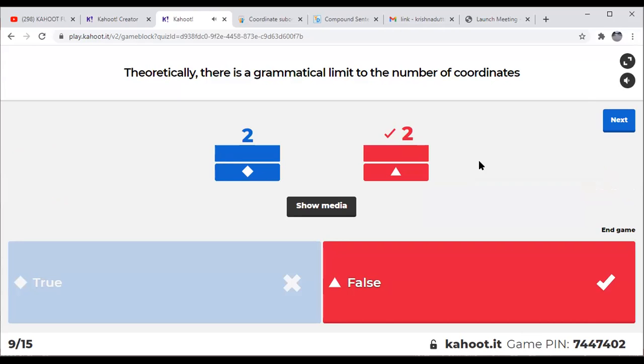There are more coordinates actually, no grammatical limit. So false is correct here.